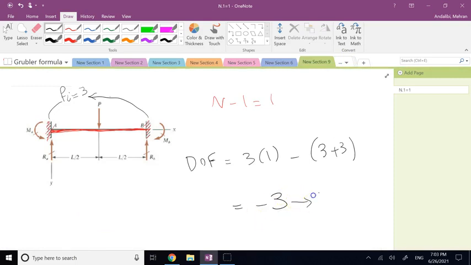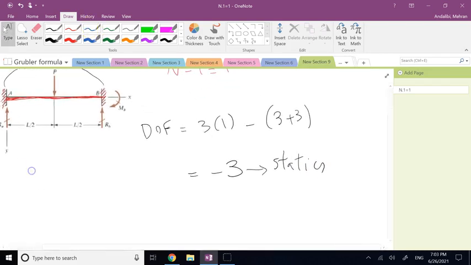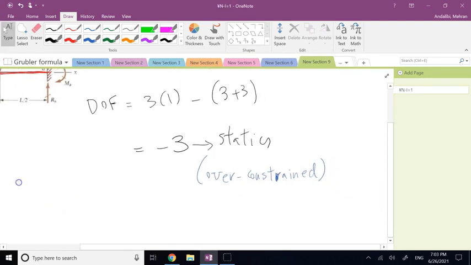Negative definitely means it is static. It doesn't move, but it tells you one more thing. When it's negative, it means the system is what? It's called over-constrained. The system is over-constrained, and in your statics, you also call it what? You are right. We call it statically. Say it. Yes. Indeterminate.